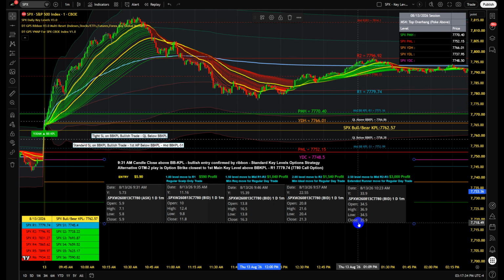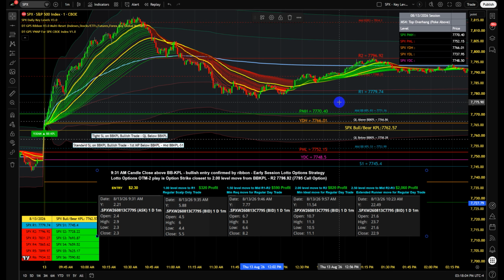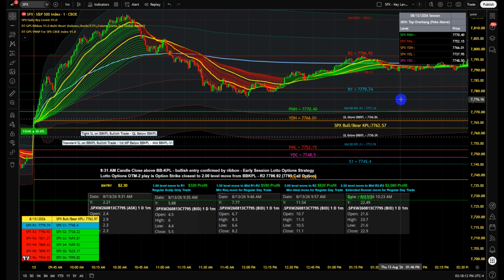Next, we'll take a look at the lotto options. Okay, the early session lotto options strategy. One of the main differences in the early session lotto option strategy is that generally you're exiting this trade before noon. So generally speaking, you want to be only in this type of trade and exiting sometime before 12 noon Eastern. So it's between 9:30 and 12.